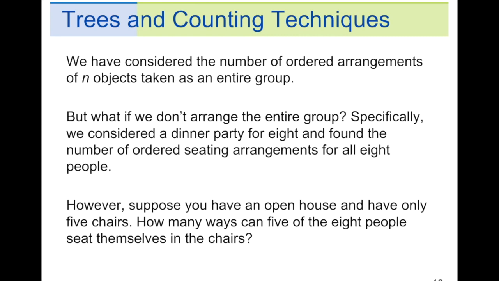We've considered the number of ordered arrangements of n objects taken as an entire group. But what if we don't arrange the entire group? Specifically, we considered a dinner party for 8 and found the number of ordered seating arrangements for all 8 people. However, suppose you have an open house and have only 5 chairs. How many ways can 5 of the 8 people seat themselves in the chairs?